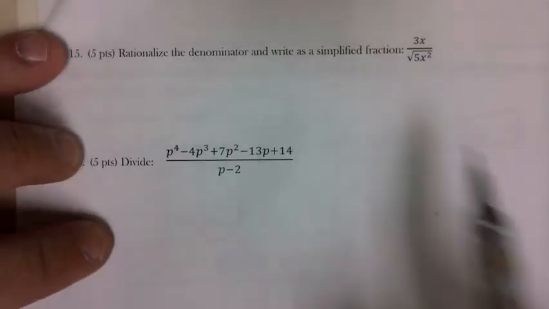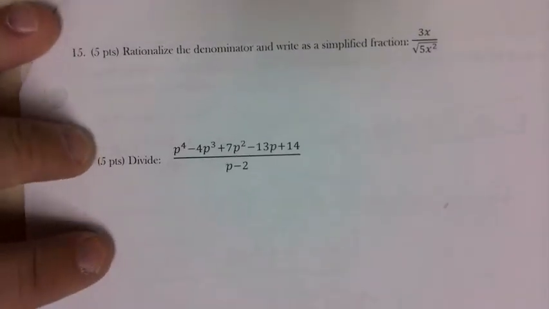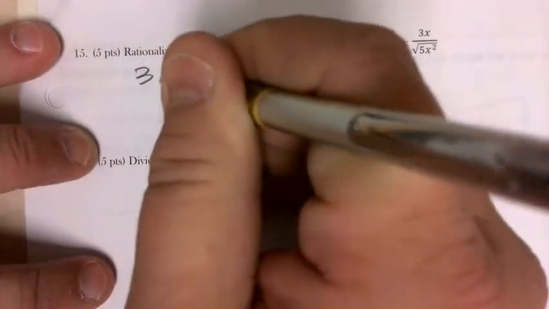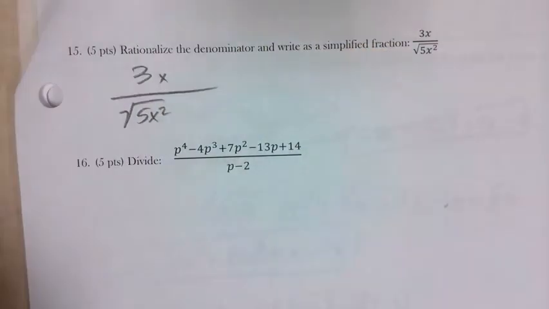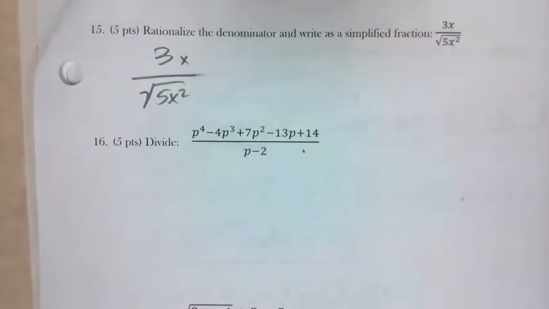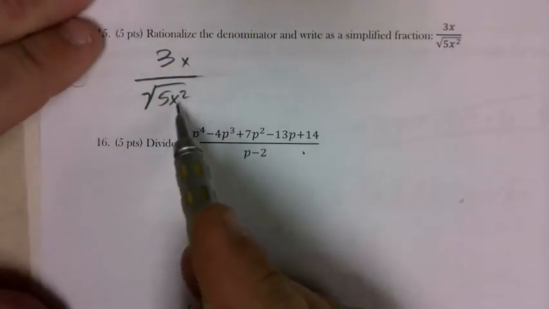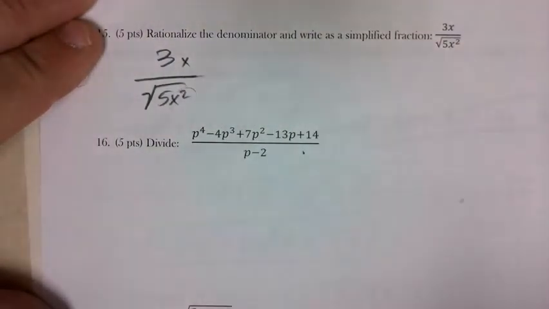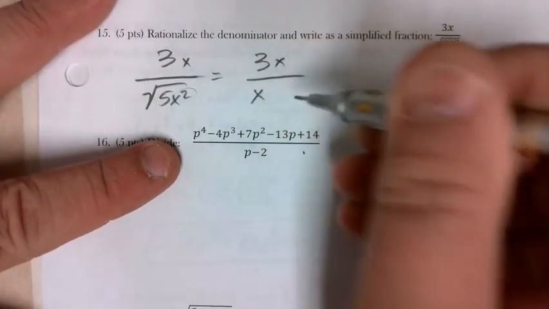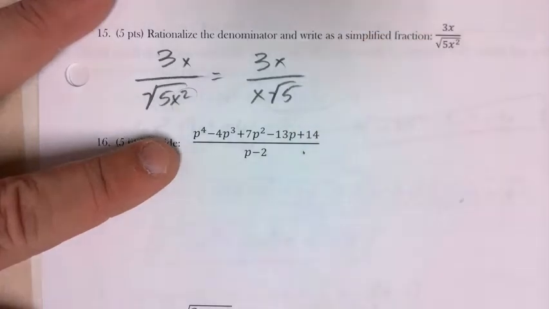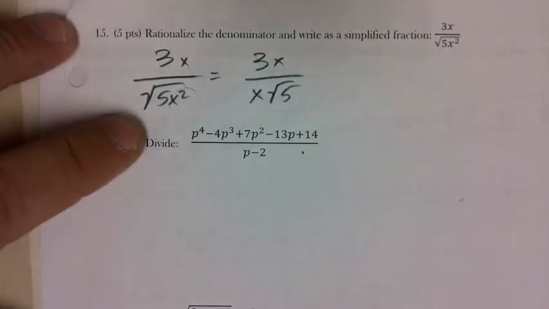Rationalize the denominator and write in simplest form as a simplest fraction. 3x over square root of 5x squared. Okay, and I don't need that long thing there. So here on the bottom, see that x squared? I'm going to be able to pull it out. So I've got 3x. I'll be able to pull out an x, but that square root of 5 is still left there.